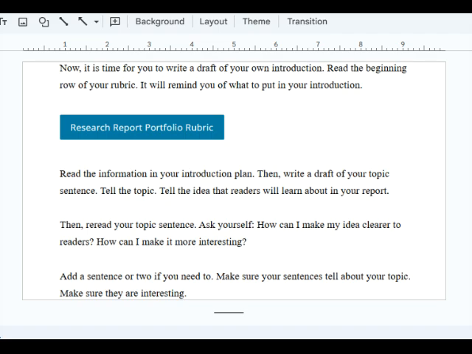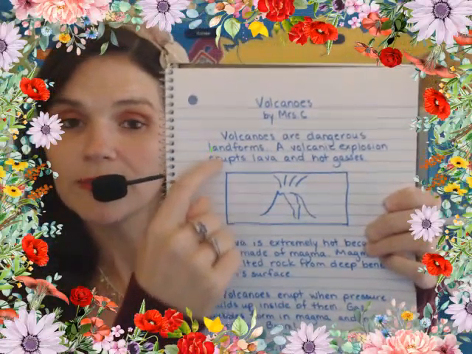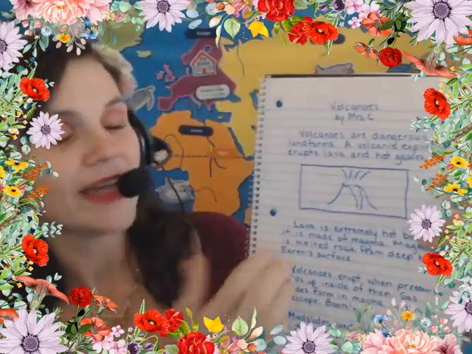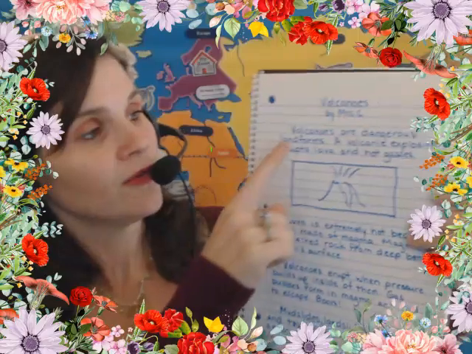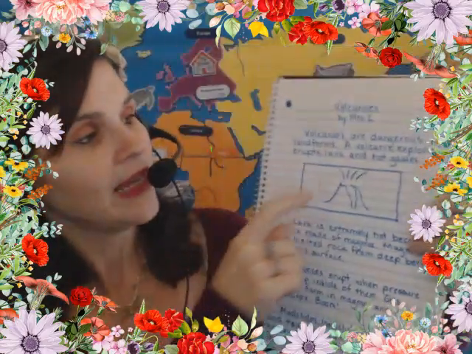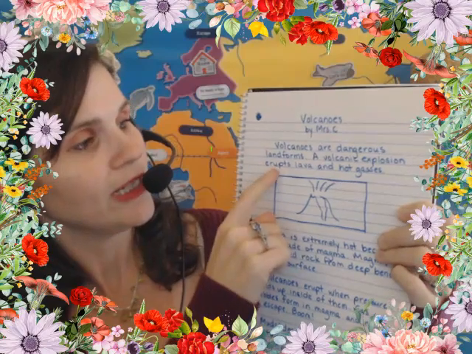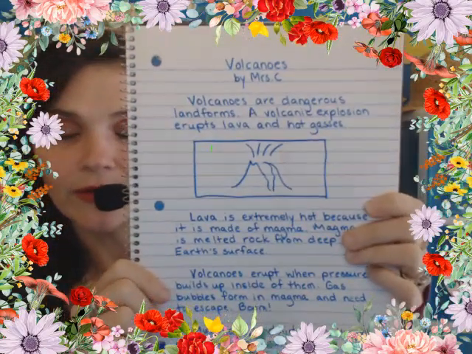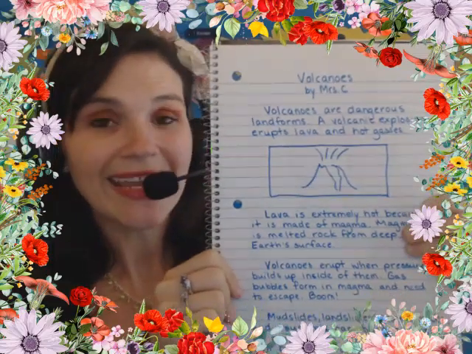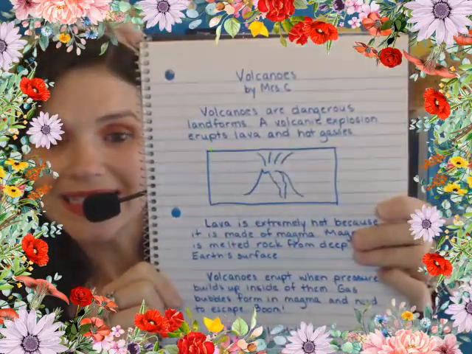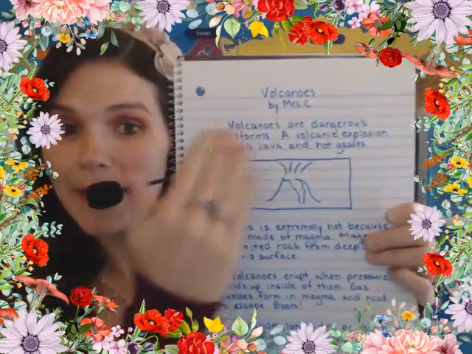All right, so here's my example. I've already got my first draft written, but we're only going to look at this first part. This is my introduction. This is the part that we're on right now. So I'm writing about my topic. Volcanoes are dangerous landforms. A volcanic explosion erupts lava and hot gases. So I want to talk about volcanoes, how they form, and how dangerous they are. So I've got that introduction. I've got 2 sentences that tell my readers what my topic is.